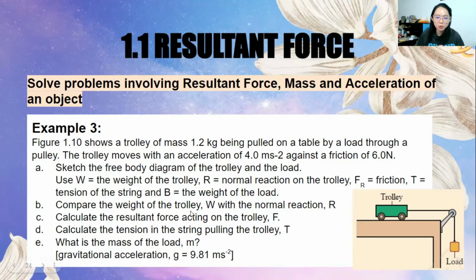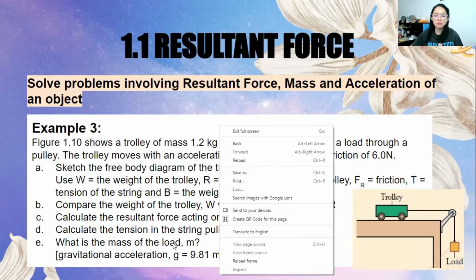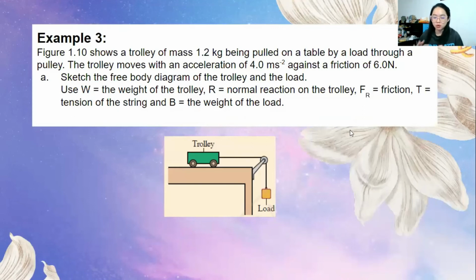Then B, compare the weight of the trolley W with the normal reaction. C, calculate the resultant force acting on the trolley F. D, calculate the tension in the string pulling the trolley T. E, what is the mass of the load M, given the gravitational acceleration g is equal to 9.81. Okay, now you have everything there. So now we are going to sketch it together. I know it's kind of tricky and kind of hard, but don't panic. We go one by one.